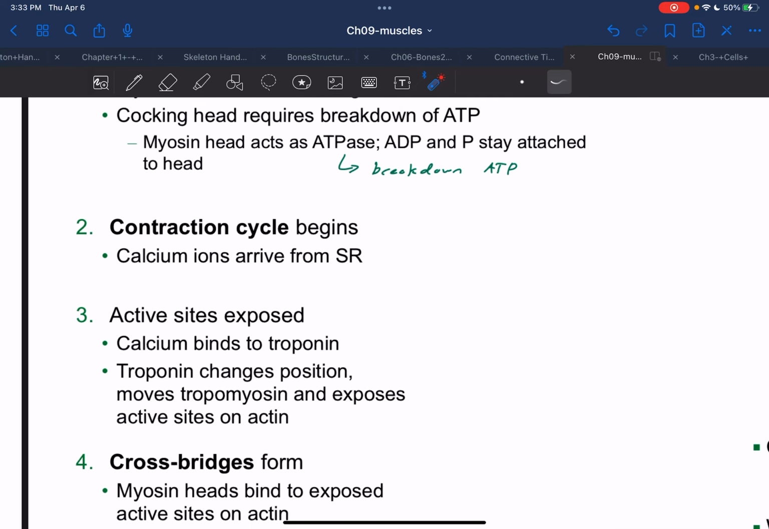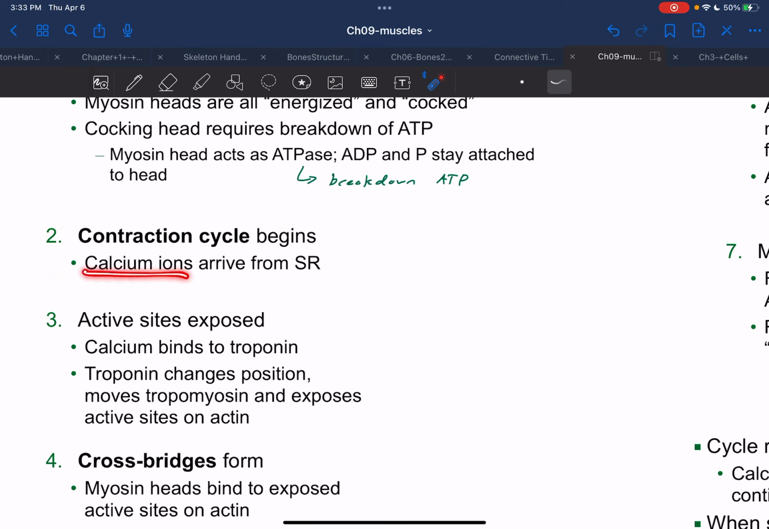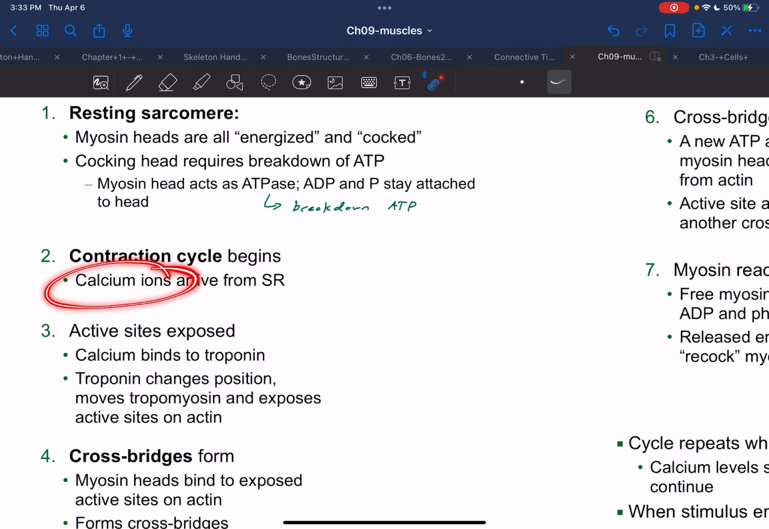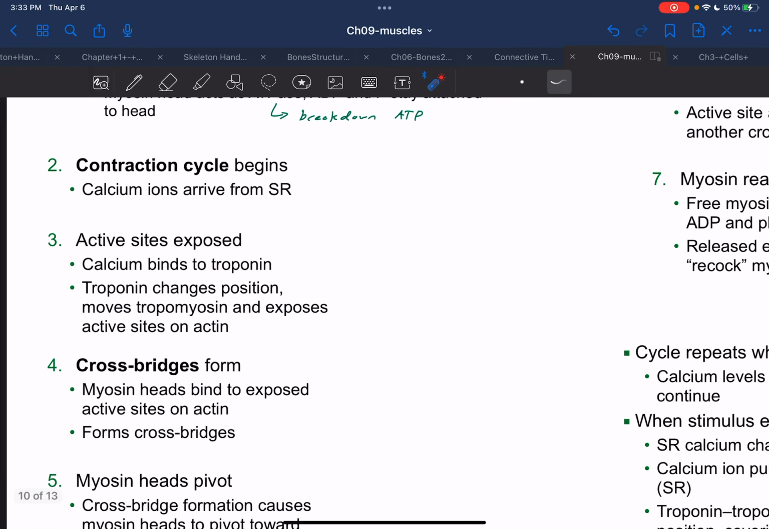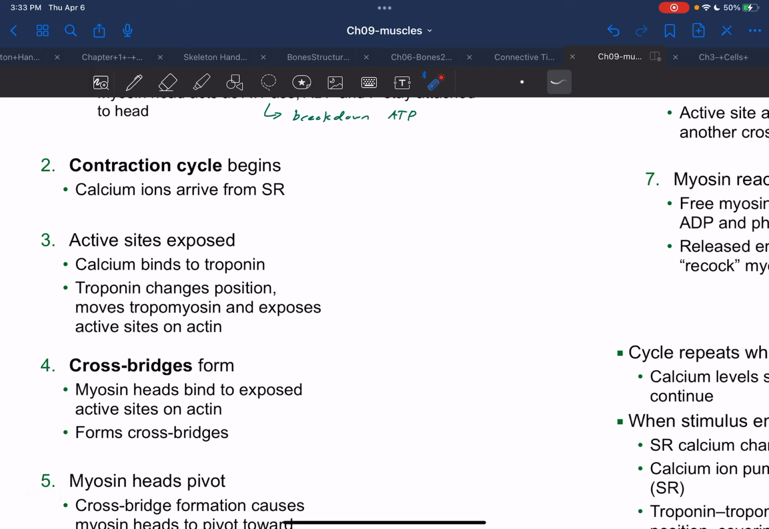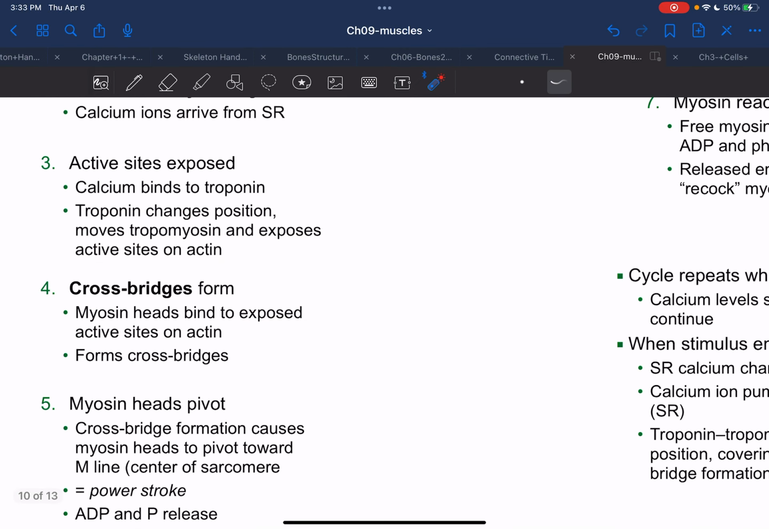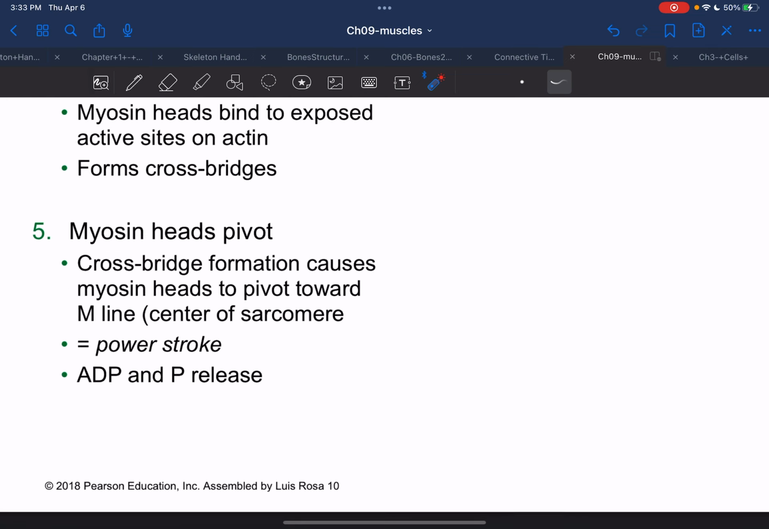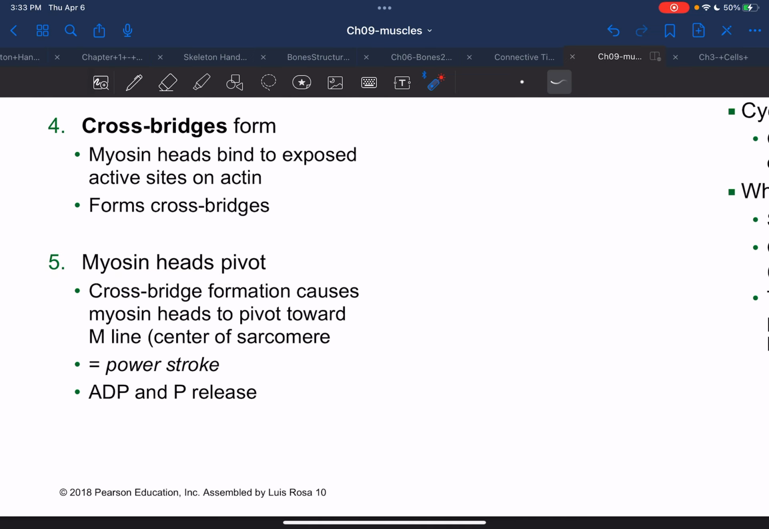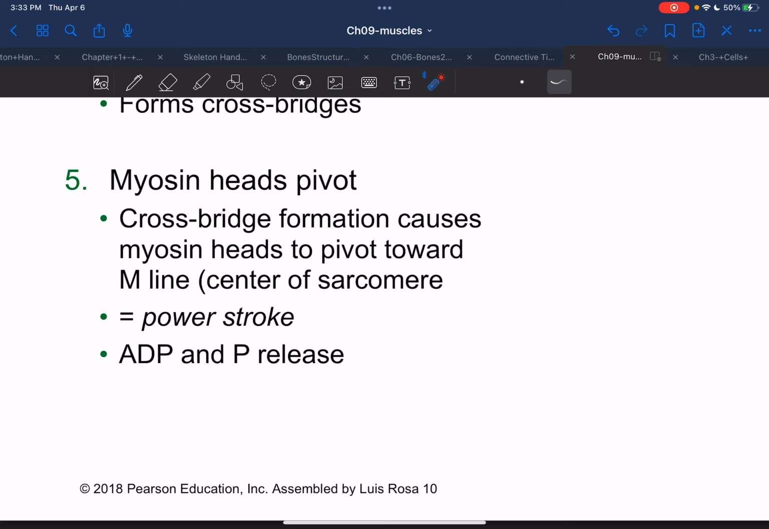Okay, anyway, so the contraction cycle now, this is going to involve calcium ions released from the sarcoplasmic reticulum. That calcium binds to troponin, and then it changes the position of the tropomyosin, exposing those active sites. The cross bridge can form, and cross bridge just means myosin binds to those active sites, forming that cross bridge. And then the myosin head pivots, moving that thin filament towards the M line, or the center of the sarcomere. And this action is referred to as a power stroke. Make sure we know this.